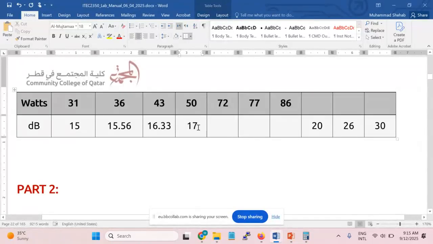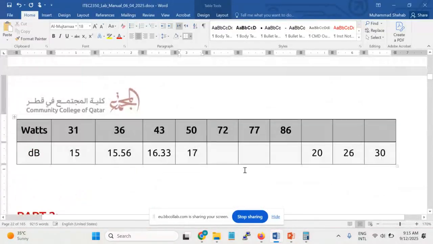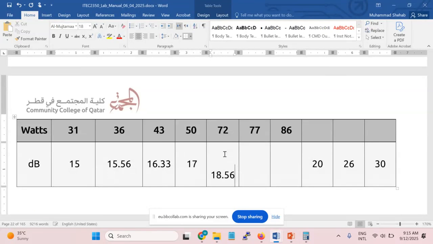If 100 will give you 20, automatically you should know that 50 will give you 17. How much will 50 give you? 17. 72: I calculated 36, right? 36 times 2 equals 72. If you multiply by 2, you add 3 in dB, which should equal 18.56.